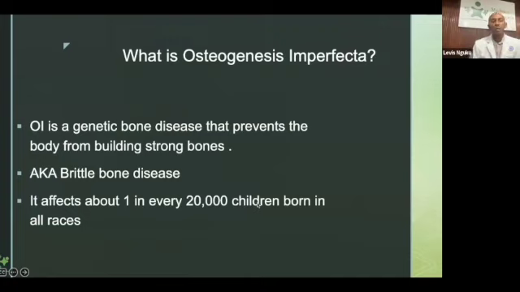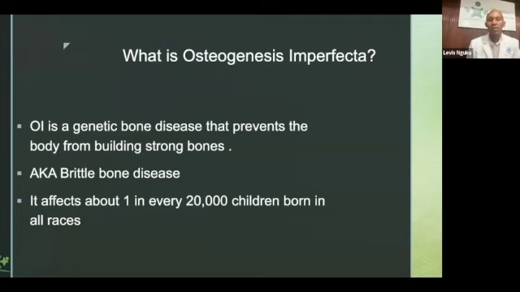So sometimes it's abbreviated as just OI. It's a genetic bone disease that usually prevents the body from building strong bones. Other people will call it brittle bone disease. So if you search online, there is a lot of material online about osteogenesis imperfecta. Some will call it brittle disease, others will call it OI. You'll find it in different names.